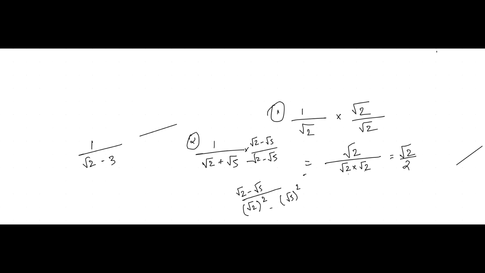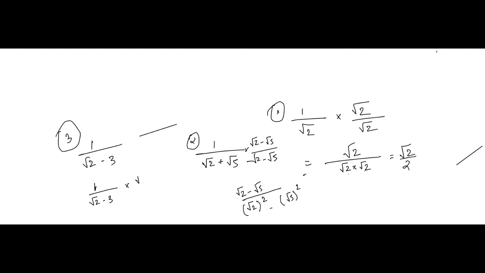If we have the third question, 1 by root 2 minus 3, it looks like a minus b. So we will again try to create the formula, a plus b in one bracket and a minus b in another bracket, that means a square minus b square. So we will take root 2 minus 3. Can you tell me, Ayan, Farhan and Sarah, what to multiply over here? Root 2 plus 3.